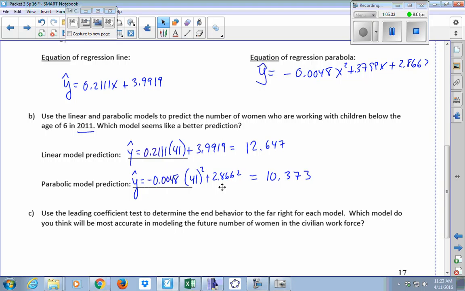But if I had to pick one, I would probably pick the linear. If anything, I'd be overestimating, but I certainly wouldn't be saying that there were zero and negative women in the workforce. But right now, I wouldn't pick either one until I had more data. I wouldn't feel safe making any kind of prediction.